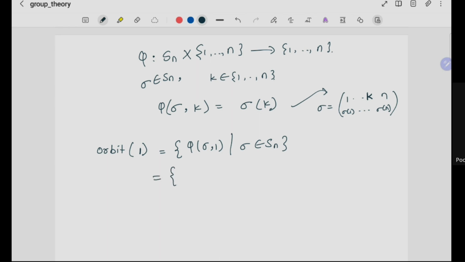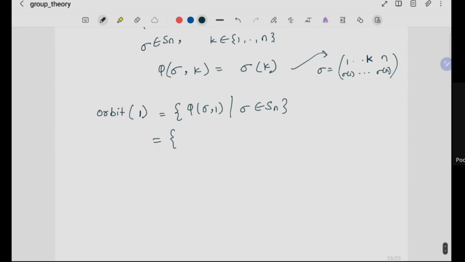So if we take identity, 1 goes to 1, 2 goes to 2, 3 goes to 3, n goes to n. In that permutation sigma, 1 will go to 1, right? I can also have a permutation where 1 is going to 2 and 2 going to 1. In that case, sigma of 1 will be 2. So 2 is also possible. And I can take permutations with all such possibilities. I can send 1 to any number from 1 to n in sigma. The permutations are all possible permutations.